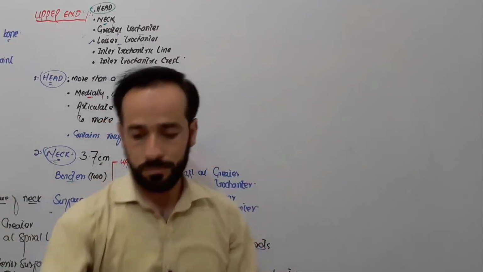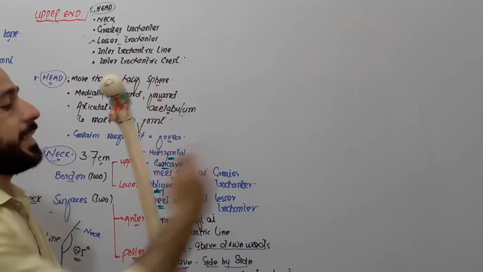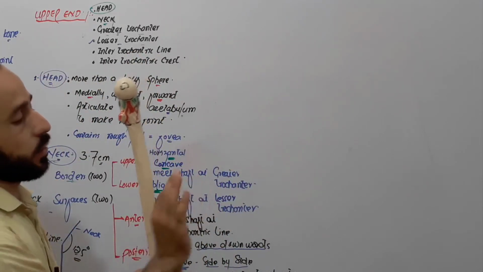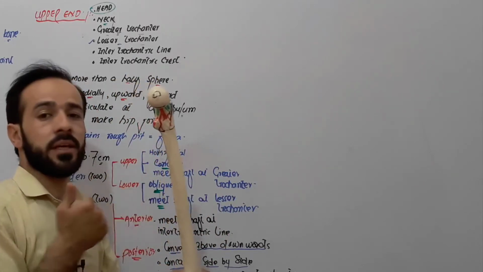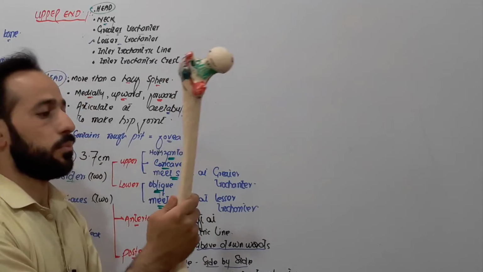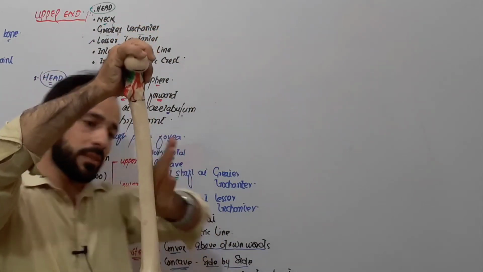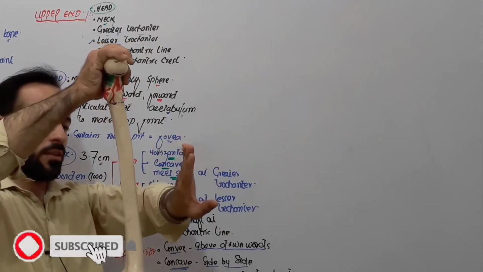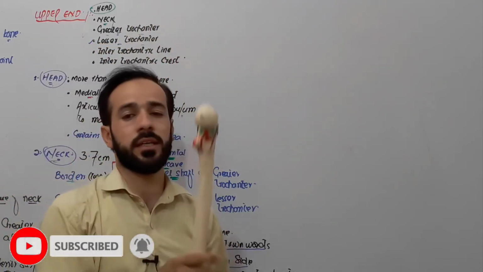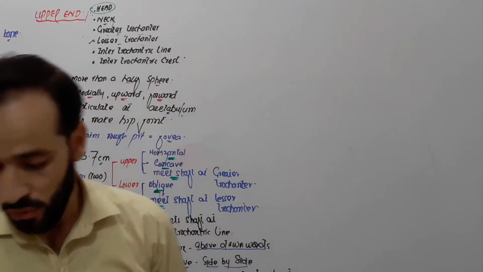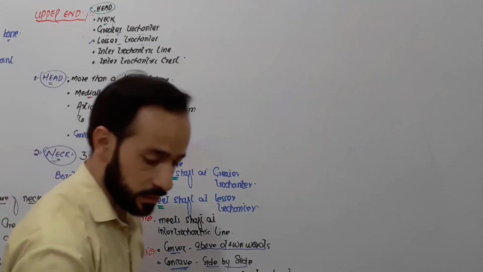The next thing about the shaft is that anteriorly the shaft is a little bit convex and posteriorly the shaft is a little bit concave, right? As you can see here, anteriorly it is a little bit forward. So we say anteriorly it is convex, but posteriorly it is a little bit concave. So let us go forward and see some other points relating to it.